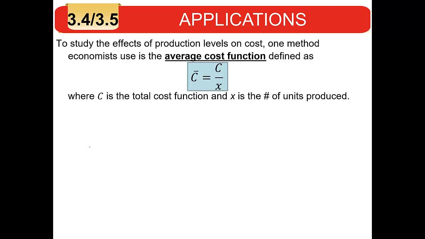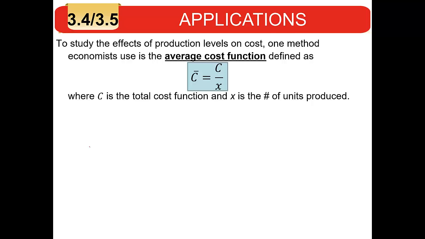How about this? To study the effects of production levels on cost, one method economists use is the average cost function, as defined here. You recall, we've worked at least one problem where we referred to average cost. I don't think I used a symbol for it, but we did talk about it. Here, if you see that capital C with the little line segment above it, that's read C bar. And whenever you take a variable and put a little horizontal line segment above it, that's a symbol for average.